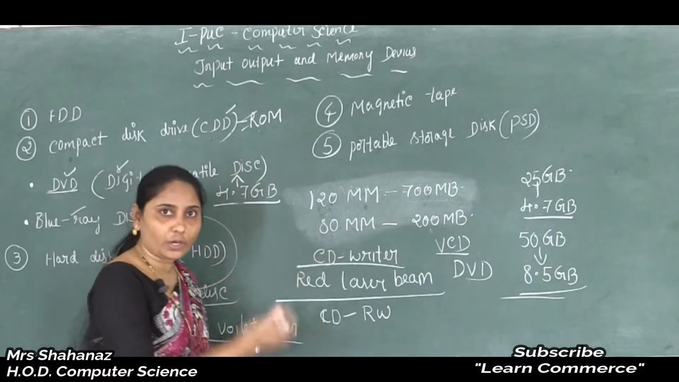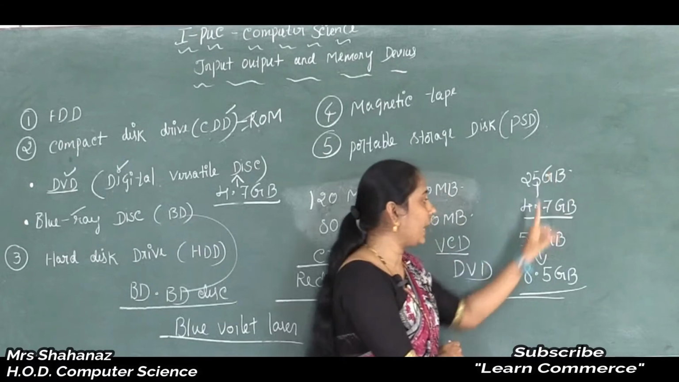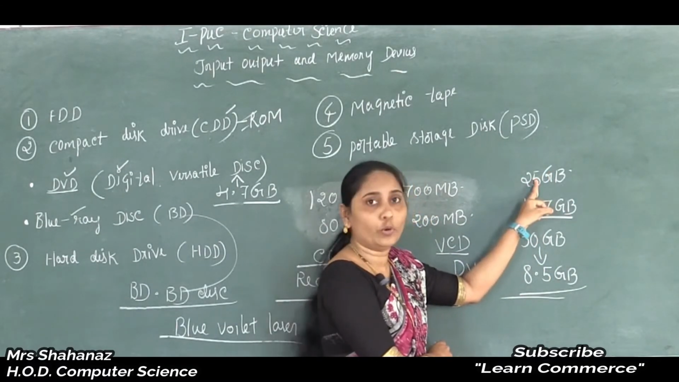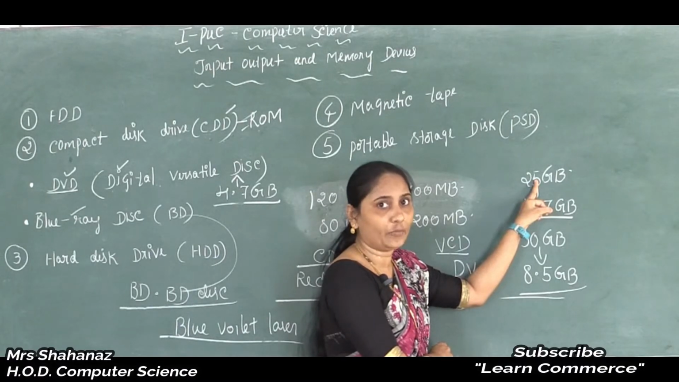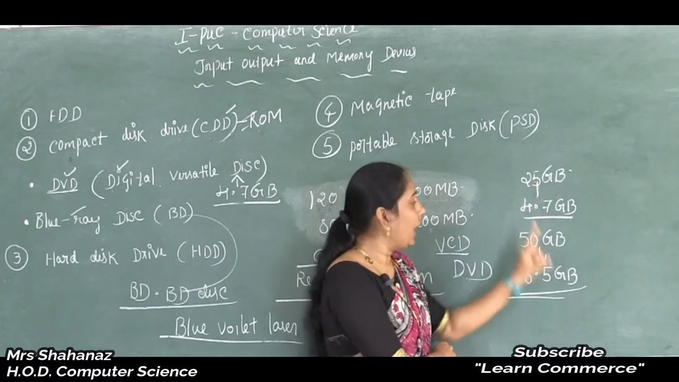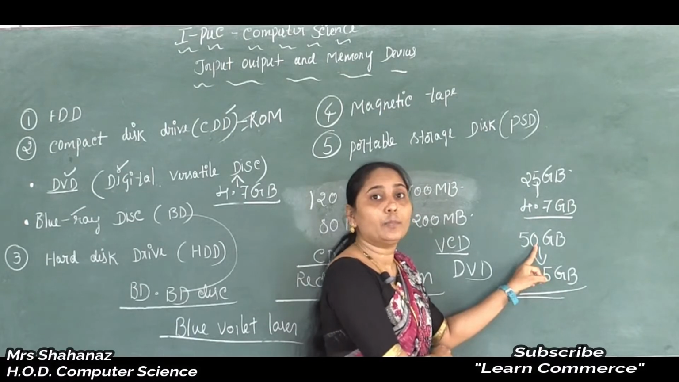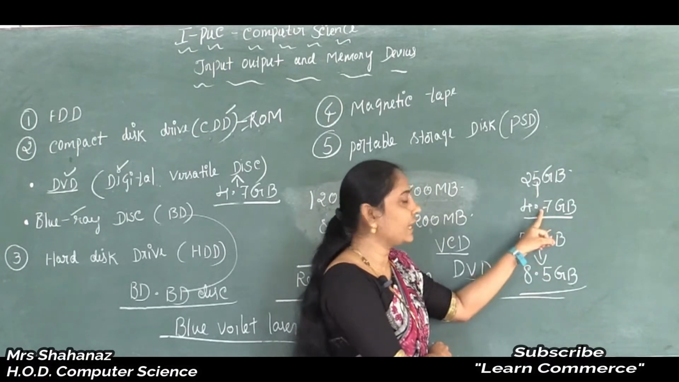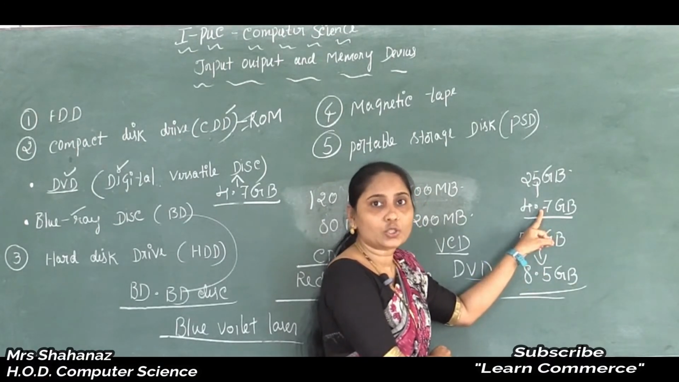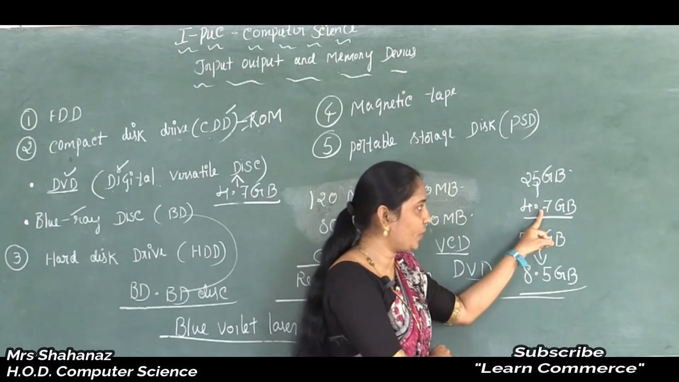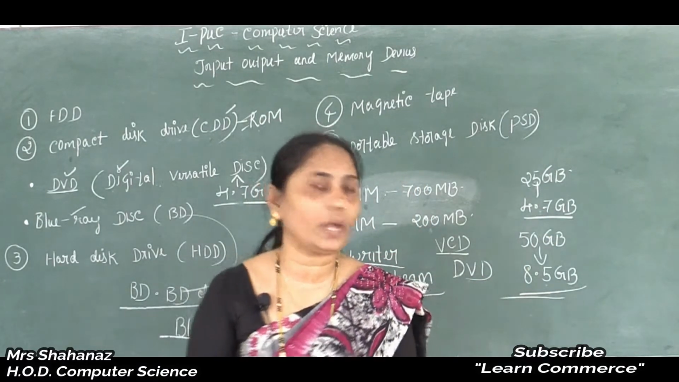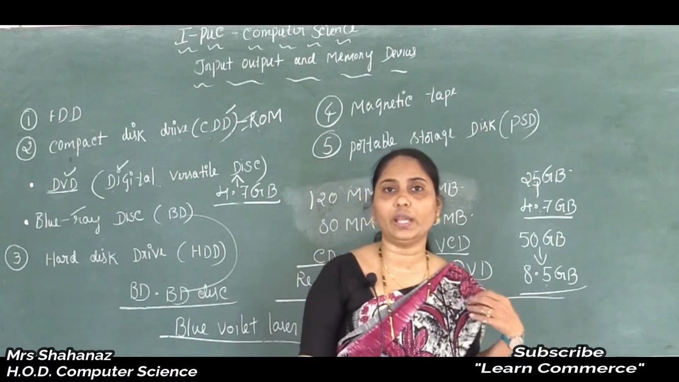So when you compare the single and double layer of the Blu-ray disc, a single layer of the Blu-ray disc can store around 25 GB of information, and the dual layer of the Blu-ray disc can store around 50 GB of information. But a single layer of the DVD can store 4.7 GB of information, and a dual layer of the DVD can store 8.5 GB of information.